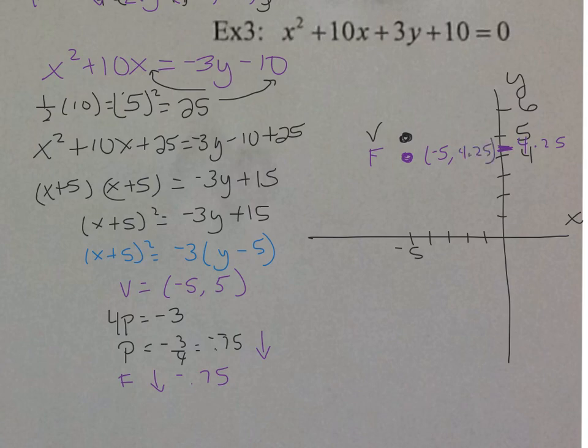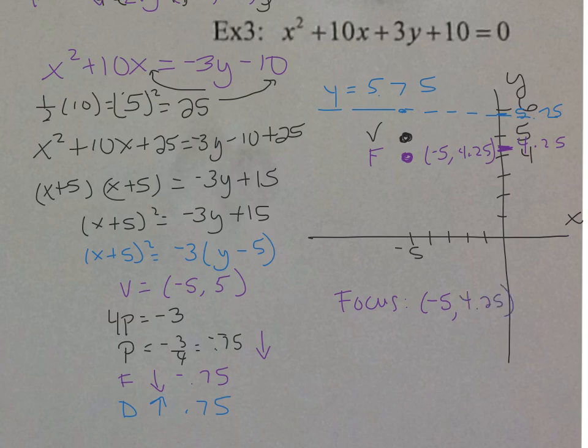I went down, so that means for my directrix, I actually have to go up 0.75. That's going to put me up here at 5.75 for my directrix, which is right there. Draw in my line, y is equal to 5.75. So now let's just write the whole thing up. My focus is negative 5, comma, 4.25, and my directrix is y is equal to 5.75.